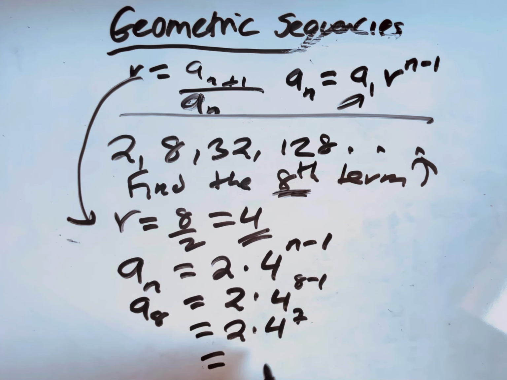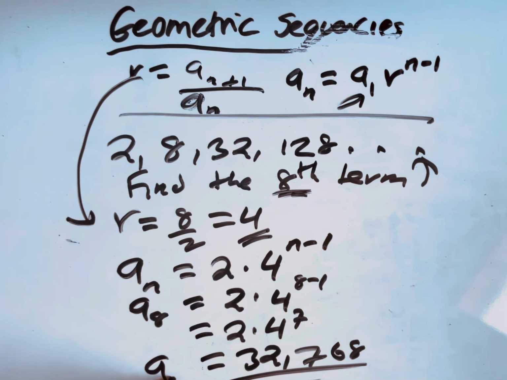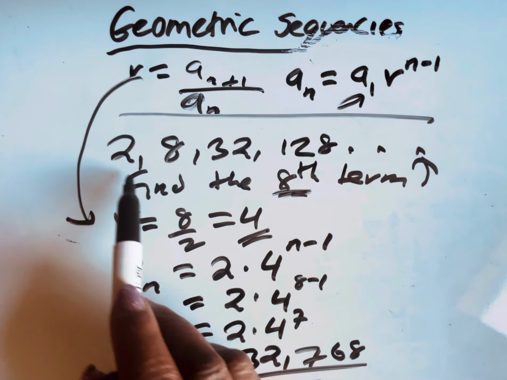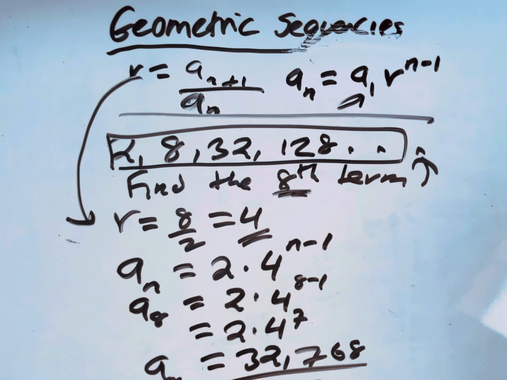All you do now is plug the 4 to the power 7 into the calculator, and you should end up with 32,768. So here our 8th term in this particular geometric sequence is 32,768.